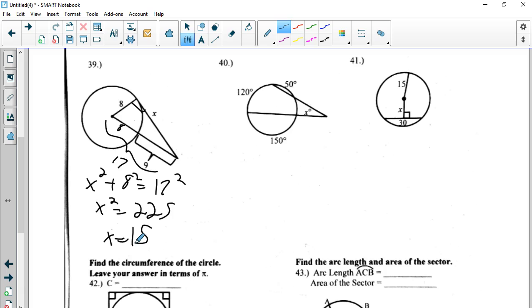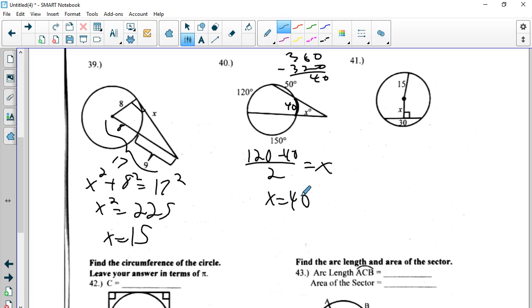All right, so I need to find the measurement of that little piece right there. I'm going to add 50 plus 120 plus 150, so this will be 320. Subtract that from 360 to give me 40. That means this is 40 right here. Now I just do the math. 120 minus 40 divided by 2 is equal to x. That's 80 divided by 2, so x is 40.